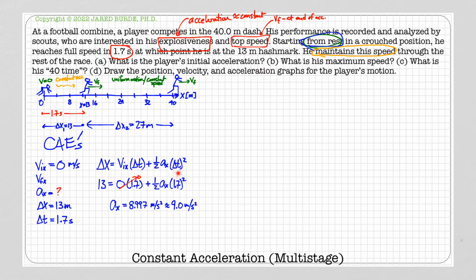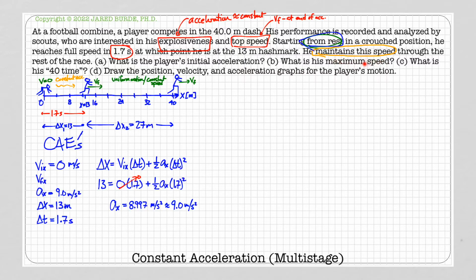We can use this equation here that doesn't have the final velocity. We can plug in the values that we know and solve for the acceleration, and we find that the acceleration comes out to be very close to 9 meters per second squared. If we round that to sig figs, that would be 9.0 meters per second squared. So we found the initial acceleration during this first portion of the race.